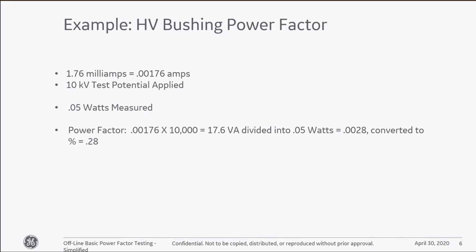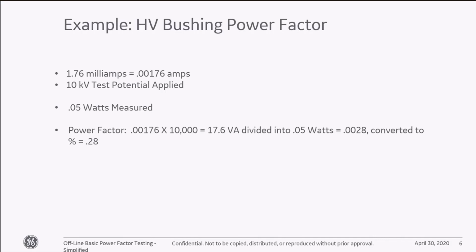So to calculate that power factor, you take your amps and your volts, and so that you can come up with your VA. 17.6 is the VA. You divide that into your measured watts across that circuit. And that's what the power factor guys do, the diagnostic guys. They come up with 0.05 watts, right? So that comes up to 0.0028, which is what the power factor is.